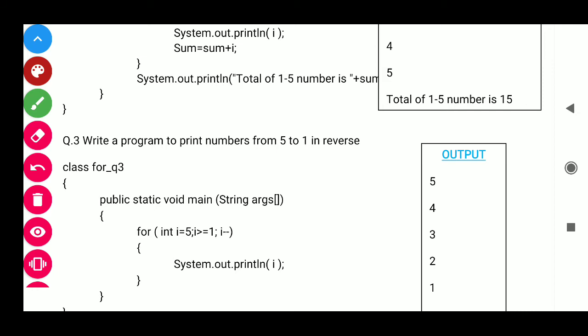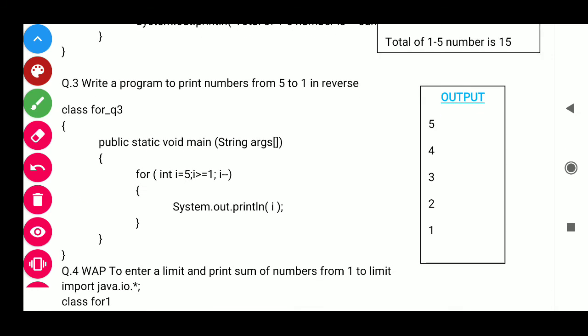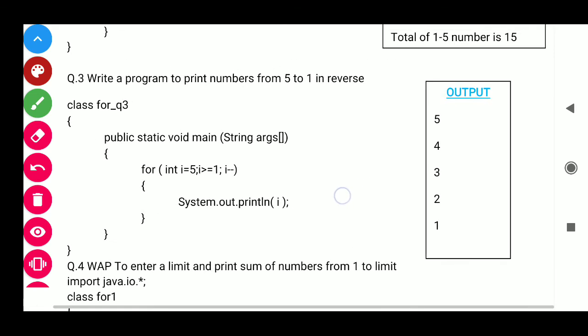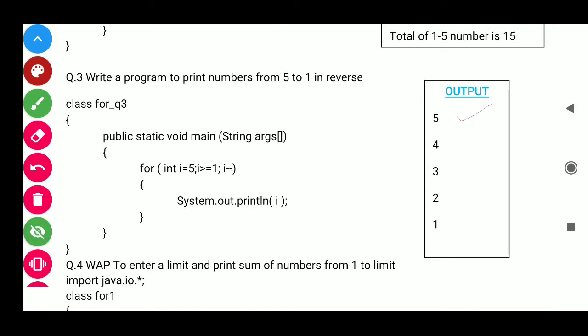Write a program to print numbers from 5 to 1 in reverse order. Just see class 4 question number 3. Public static void main string args main started, for int I is equal to 5. Now what we have done, we have initialized I as 5, I greater than equal to 1, condition I minus minus, curly braces begin, system out println I. What is the value of I here in the beginning? That is 5. So 5 will be printed here. Understood? So 5 is printed.